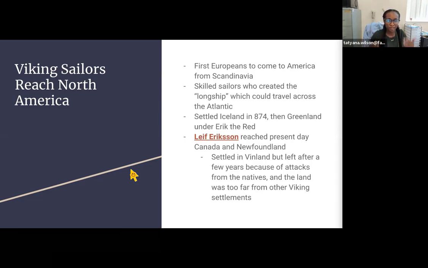Remember, these people didn't discover new lands. People already lived here, okay? I do want us to understand that they just kind of reached these areas, but they didn't discover anything, right? So they were getting attacked by the people who already lived there. And it was too far away from his dad in Greenland and Iceland. So eventually they left. And then no other European is going to return until the 1400s.